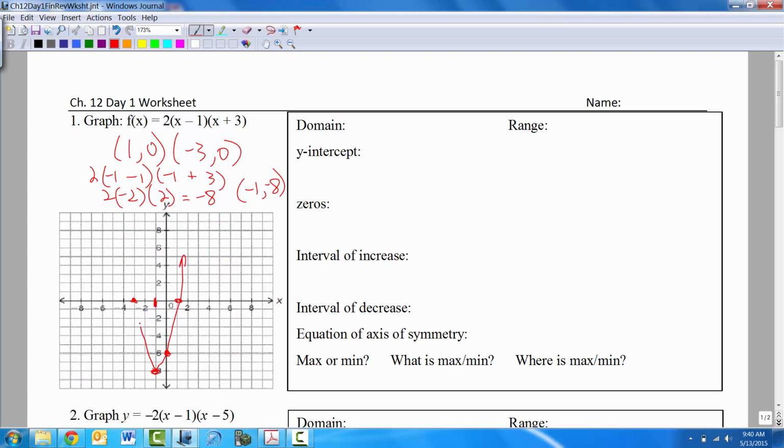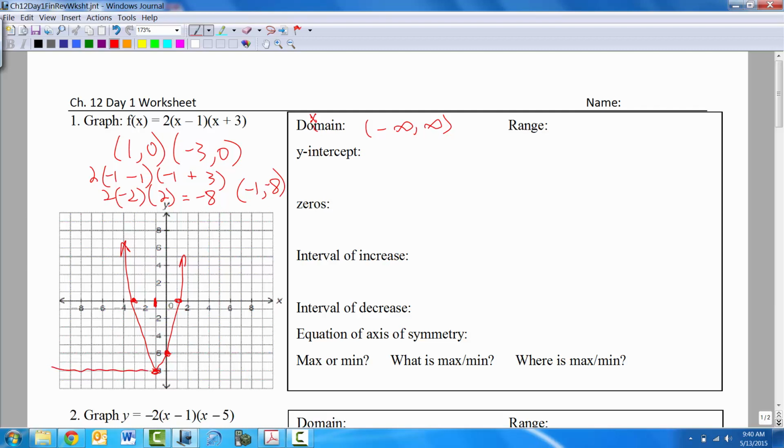Now I want this picture to actually answer these questions. Domain means what are the x's I can plug in for x. I can plug in any x that I want. This goes forever out, forever out. So x's are all real numbers. Remember that. Remember domain means x's, and for a parabola like this, that's the answer.